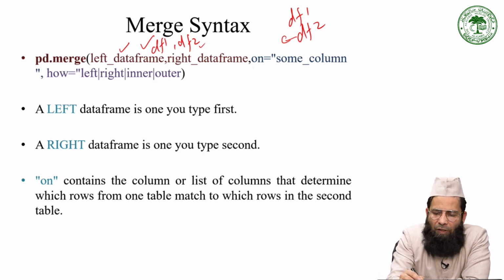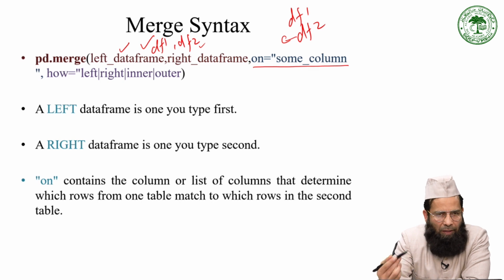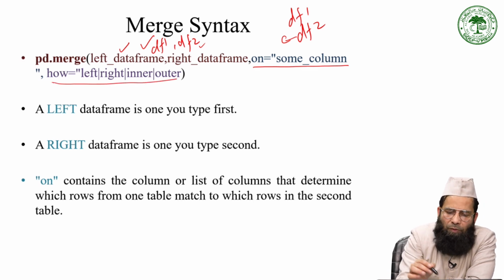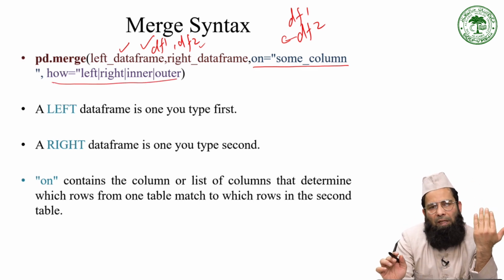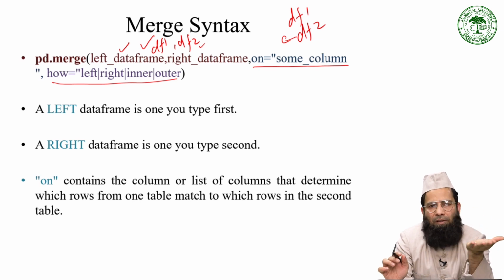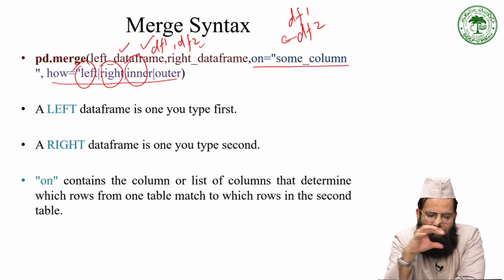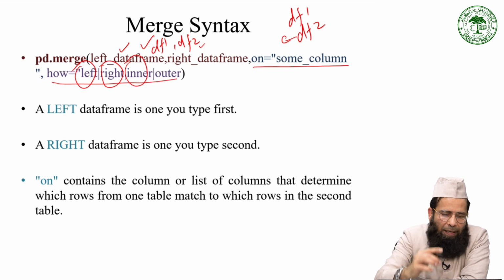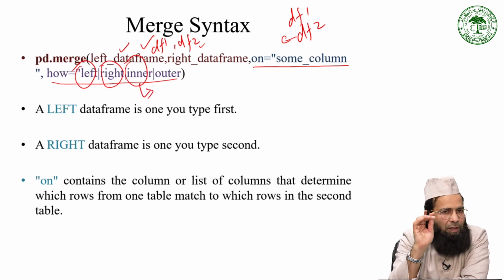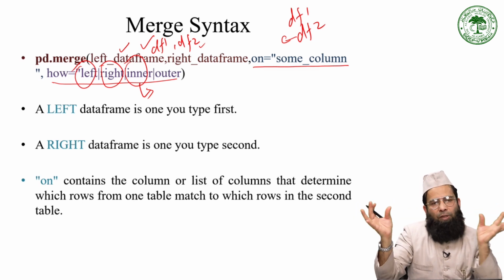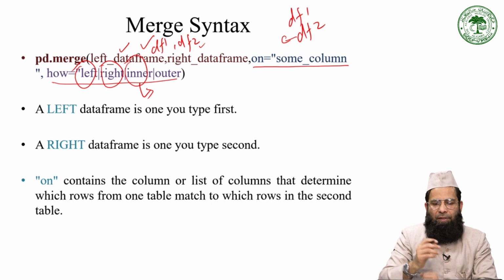Then, on which key do you want to merge? You need to tell which key, that is, on which column, you are going to merge. And then how: left outer join, right, inner, or outer. If you mention left, it means left outer join, right means right outer join. So what is the difference between all these? Inner says only the matching rows would be fetched, whatever the matching rows between these two data sets.